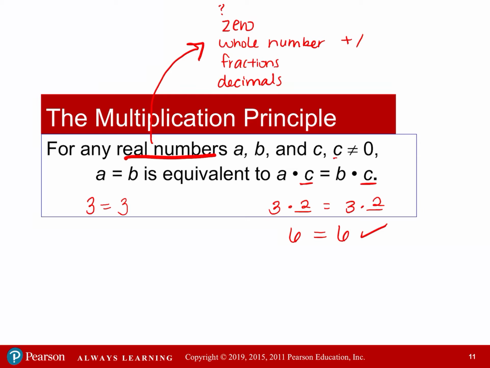The exception to our principle is not 0, because if you multiply a number by 0, let's say 3 times 0, our answer is going to be 0. So that kind of clears out our problem. So that's not a number we ideally want to work with in the multiplication property or principle. But notice, we can also multiply with fractions and decimals. And we'll see an example of that in our future slides.